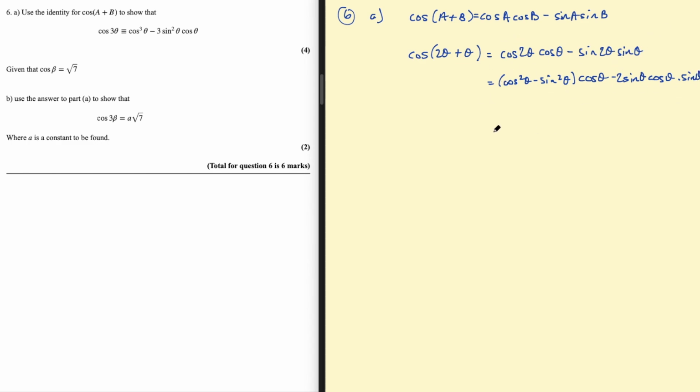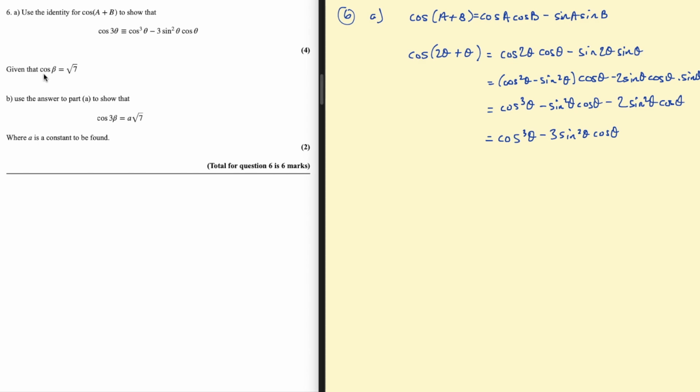Okay, so then if we expand these brackets out, we get cosine cubed theta take sine squared theta cosine theta, and over here we have sine theta times sine theta, so that's 2 sine squared theta cosine theta. And then these are like terms, they're both sine squared cosine, so then we can say this is cosine cubed theta take 3 sine squared theta cosine theta, and we are done.